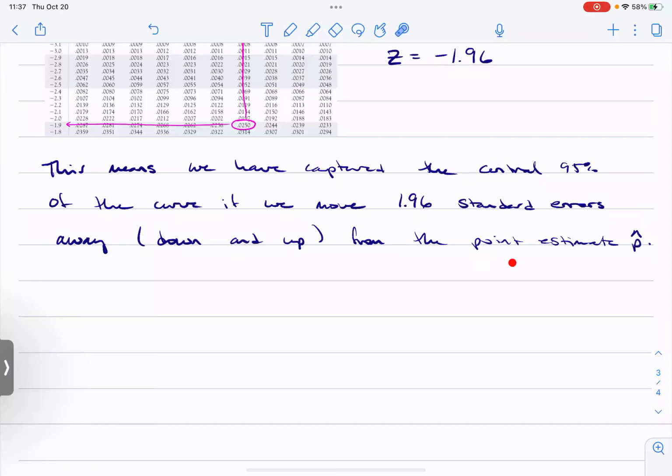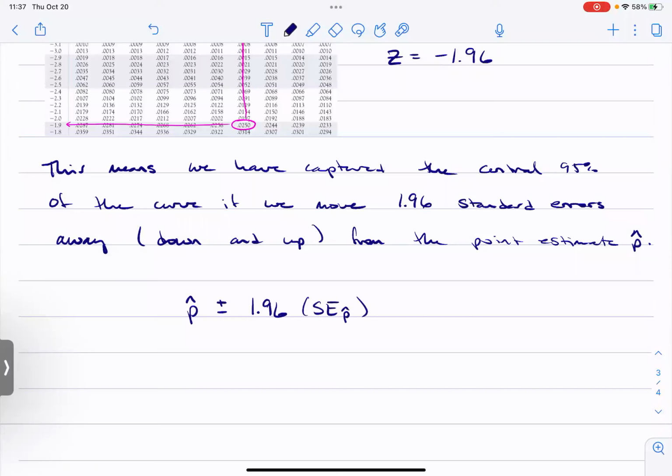Can I summarize this with a formula? Why, yes, I can. So if I'm going away from p hat, let's start there, then I'm going to go plus minus, down a little, up a little. And I'm going to go 1.96 times the standard error of p hat.